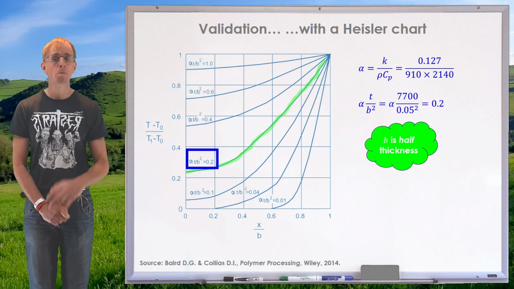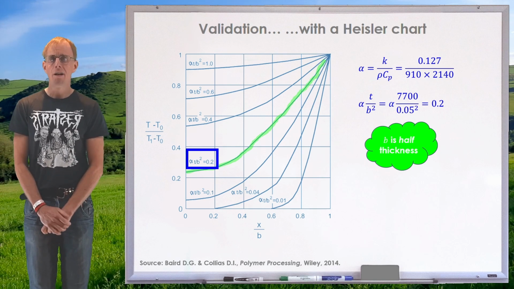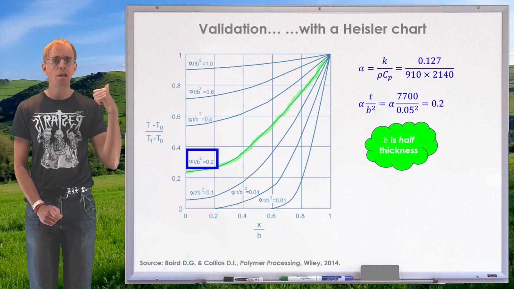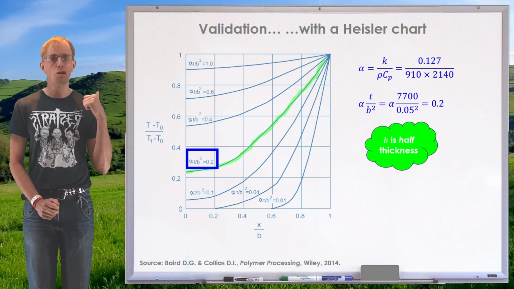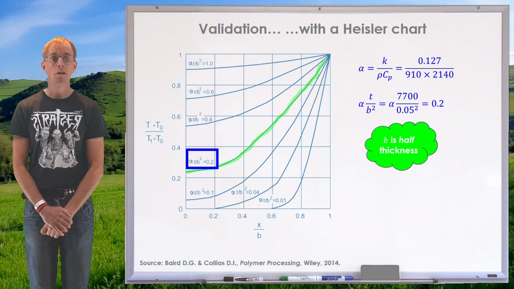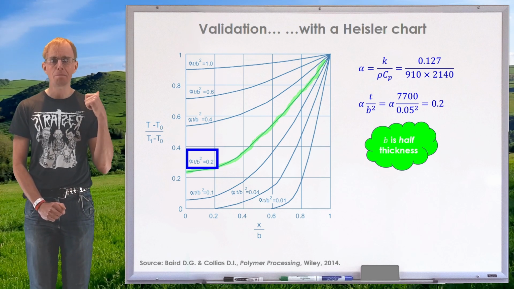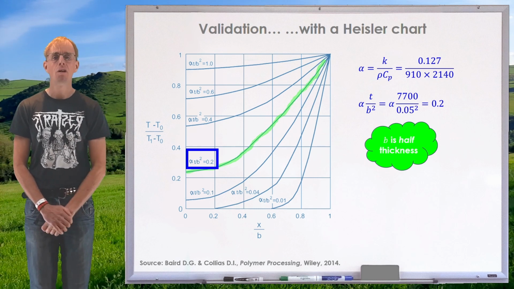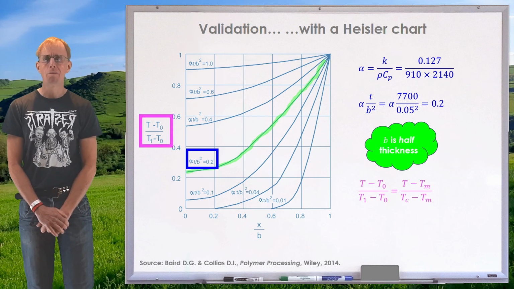And for the physical properties of the polypropylene and the geometry of the slab that we're dealing with, we get alpha is about 0.2. So I've highlighted the line on the Heisler chart that represents the non-dimensional temperature profile that we should be getting with the product of the numerical solution. Please note that when we're looking at the geometry, b is the half thickness, not the full thickness of the slab.